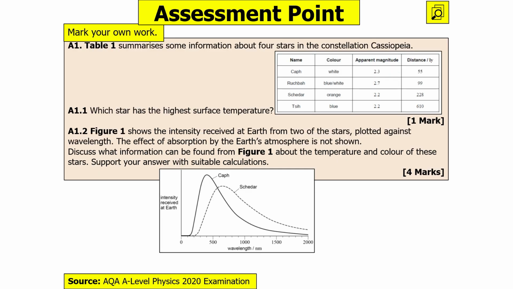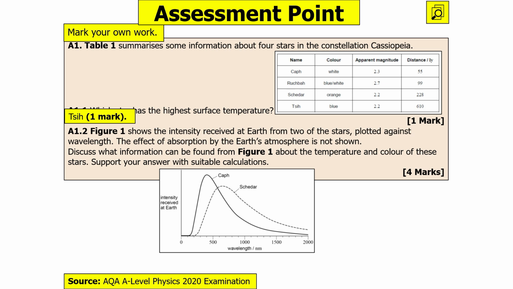Right, in this first one, you can look at which one is going to have the highest surface temperature by looking at the colour of the star. So you've got to be aware that the bluest stars on the blue end of the spectrum have the highest temperature, and the ones on the reddest part of the spectrum have the lowest temperature. So therefore the answer is Tish, because it is blue.